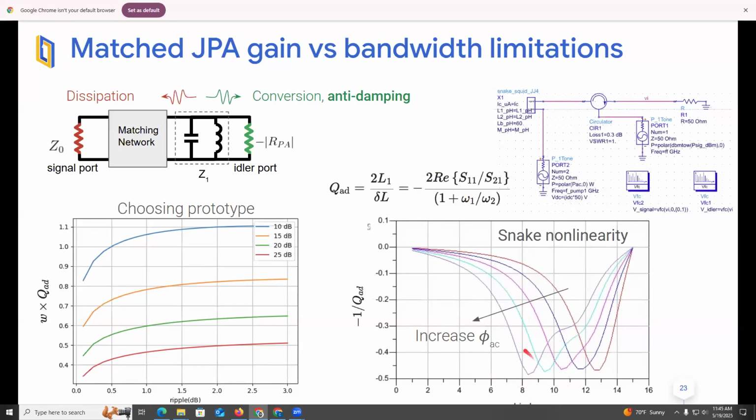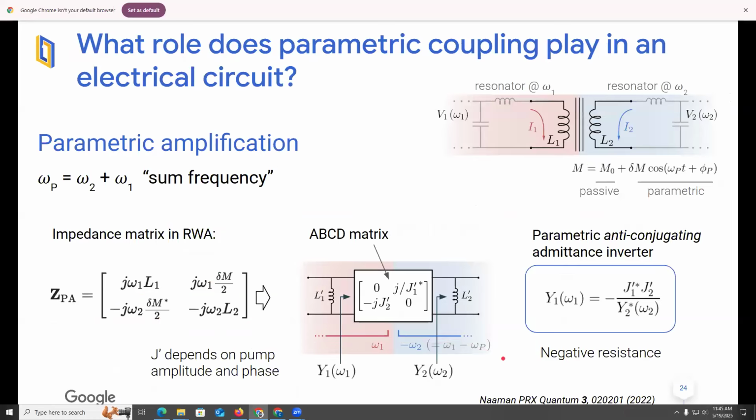So the question is, is that fundamental? Does it depend on the design of the actual SQUID? I think there's quite an interesting opportunity to look at what we can do to lower the anti-damping Q, because then we can make more broadband amplifiers.